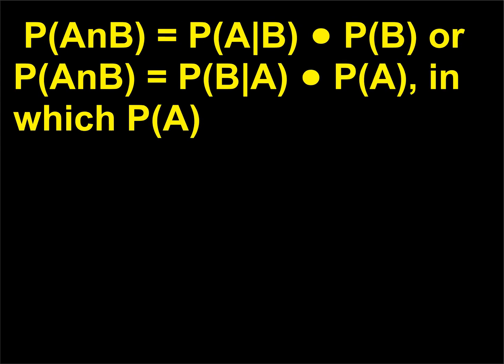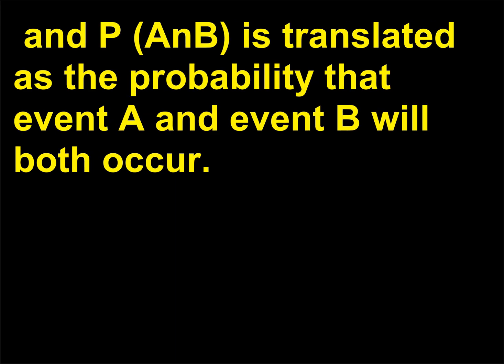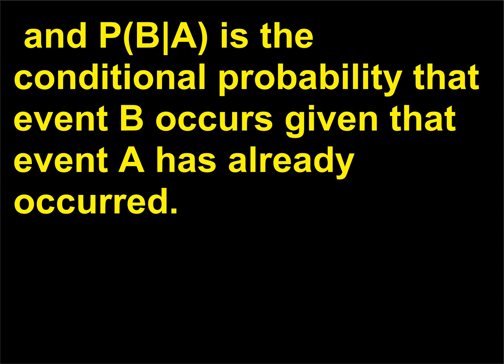P(A and B) = P(A|B) P(B), or P(A and B) = P(B|A) P(A), in which P(A) represents the probability that event A will occur, P(B) represents the probability that event B will occur, and P(A and B) is translated as the probability that event A and event B will both occur. In addition, P(A|B) is the conditional probability that event A occurs given that event B has already occurred, and P(B|A) is the conditional probability that event B occurs given that event A has already occurred.